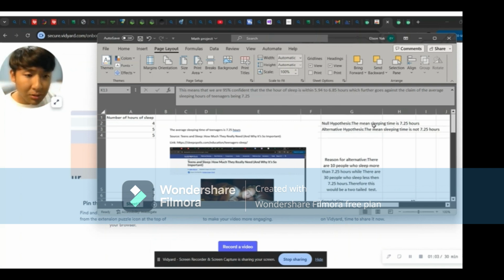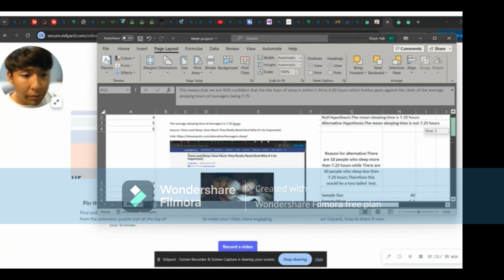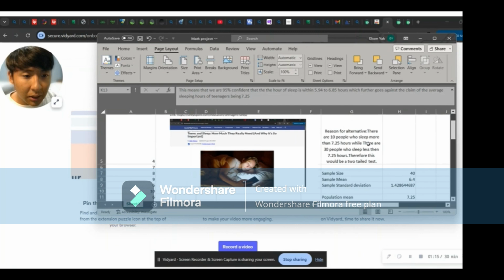So, my null hypothesis is that the mean sleeping time is 7.25 hours. The alternative hypothesis is that the mean sleeping time is not 7.25 hours. My reason for the alternative is that there are 10 people who sleep more than 7.25 hours, while there are 30 people who sleep less than 7.25 hours. Therefore, this would be a two-tailed test.